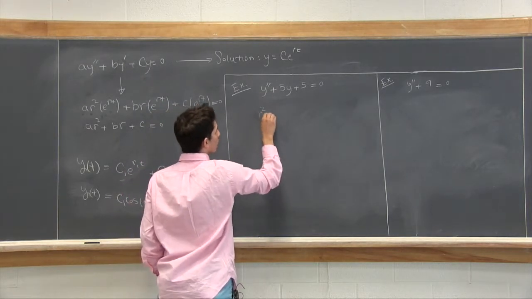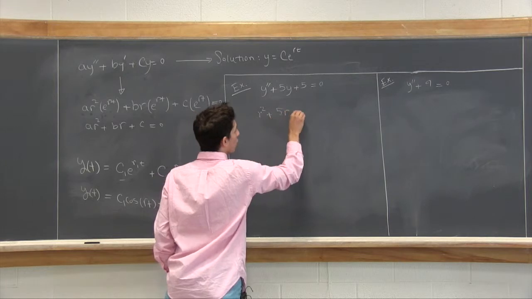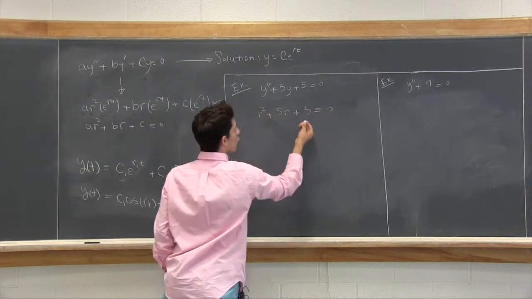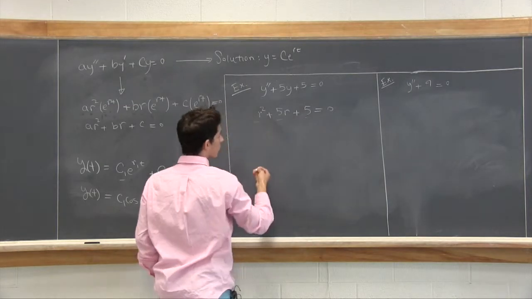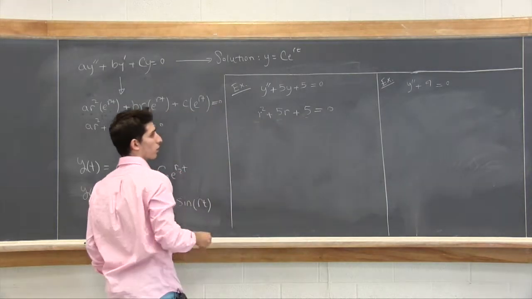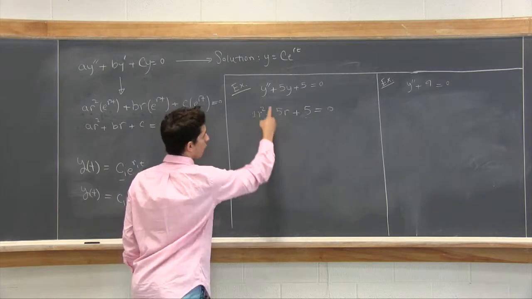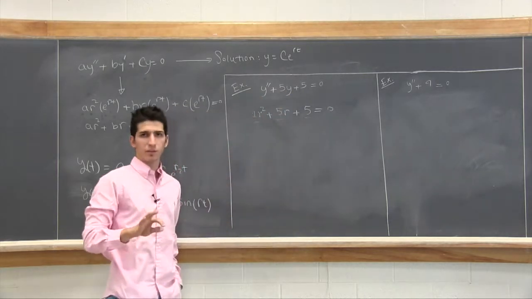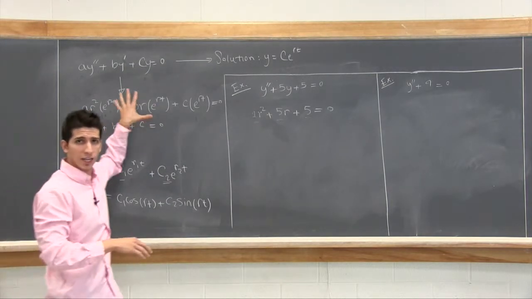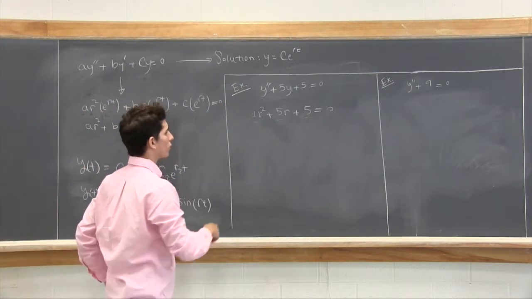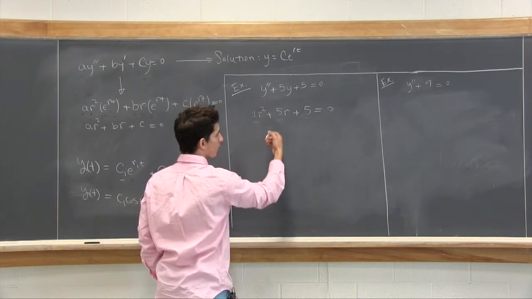I'm going to get r squared plus 5r plus 5 is equal to 0. The only thing that is different from case to case is these three numbers. Here it's just 1, 5, 5 because of these three numbers, right? If you don't understand where this came from, watch this part again to make sure you can follow it from here on. So I've got r squared plus 5r plus 5.